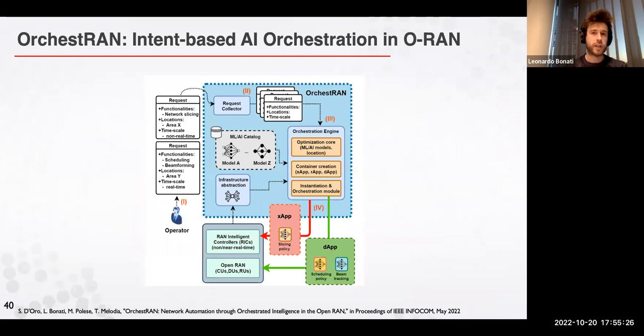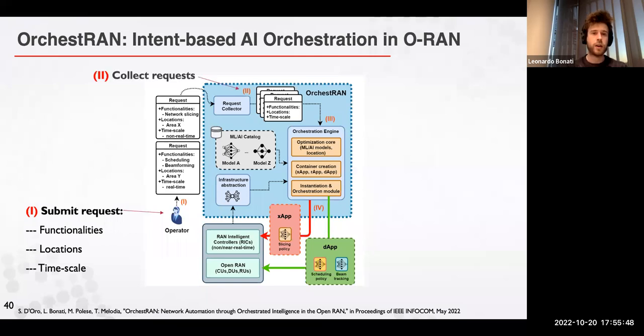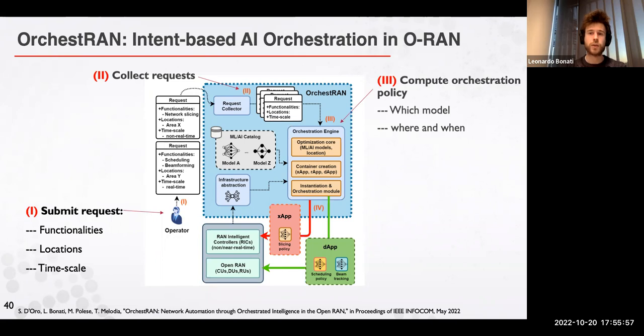On the orchestration that I was mentioning, so the intent-based AI orchestration in O-RAN, we developed an approach which is called OrchestRAN. And OrchestRAN gets the request submitted by the network operator at a high level. So remember, I want to deploy a model in Times Square to give 4K video to my users, and then it collects all the requests from the various operators that we can have on the network. And then based on this, it computes some orchestration policies, so it decides which model to deploy, where and when. So where in the network, on my CU or on my DUs, for example. And then it deploys my actual model on my network.